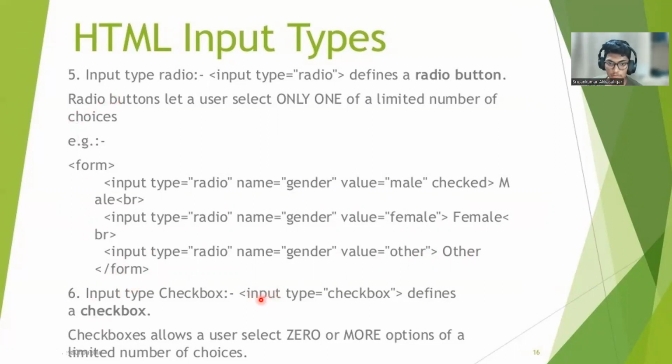Input type checkbox. Under input type checkbox, a tick mark will be given inside it. The syntax for this is input type equal to checkbox, and then the name and the value for it. It is defined as a checkbox. A checkbox allows the user to select zero or more options from a limited number of choices.